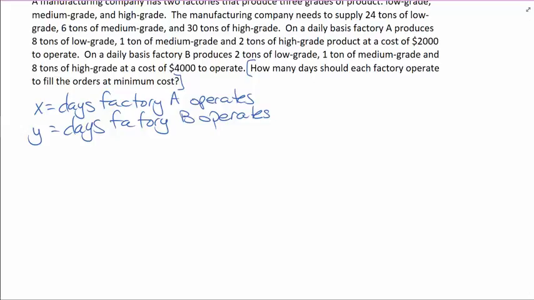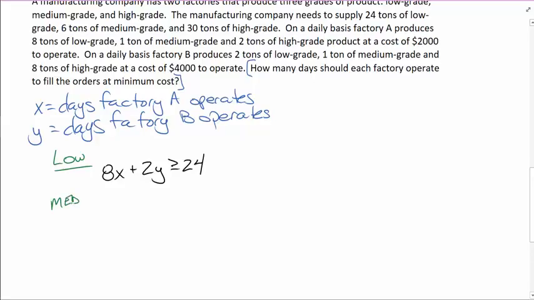I'm now going to come up with equations, or rather inequalities. I'm going to come up with one inequality for low, one for medium, and one for high. The inequality for low will be determined by factories A and B, how much they're going to produce and how long they're open compared to what we desire. Factory A is going to give us 8 tons per day. Factory B is going to give us 2 per day, and we desire at least 24 tons.